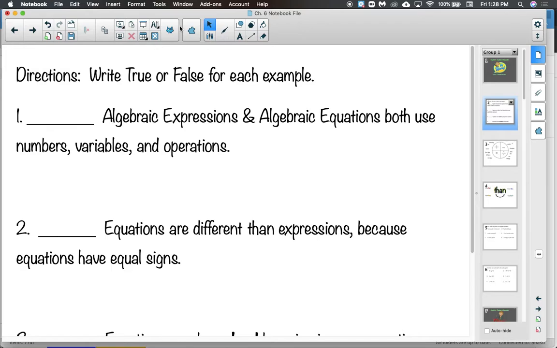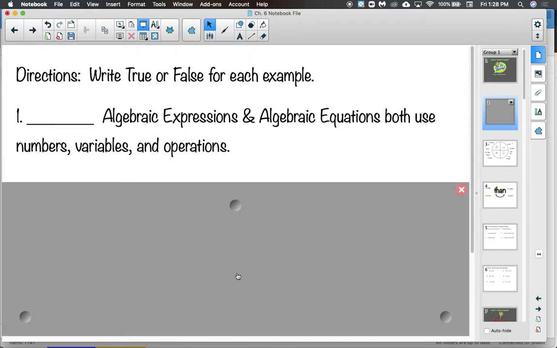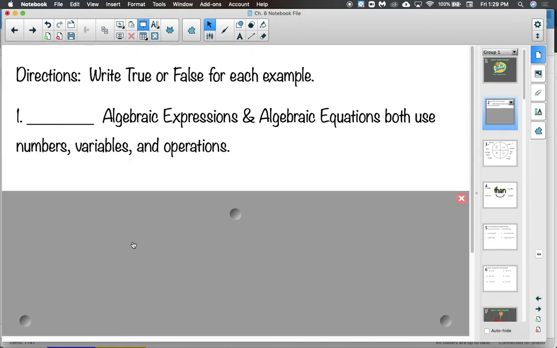So we will start here with the true-false questions. Directions, write true or false for each example. First one, an algebraic expression and algebraic equations both use numbers, variables, and operations. That answer is very, very true. That's what they have in common. They've got numbers, they've got variables, they've got operations. So yes, that is a true statement.